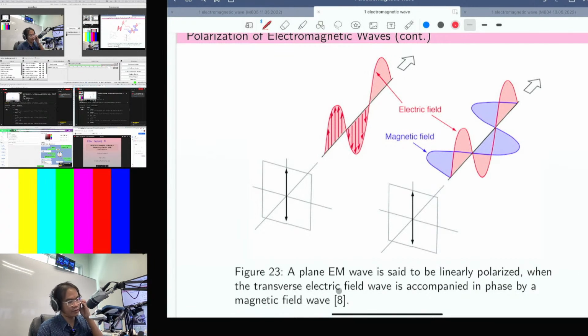When the transverse electric field wave is accompanied in phase by magnetic field wave. Okay, because we have the magnetic field that has the peak at the same time as the electric field, it's called in phase. Okay, when the electric field is lowered, the magnetic field is also lowered. When the electric field is highest, you also get the highest amount of magnetic field. It's called in phase.